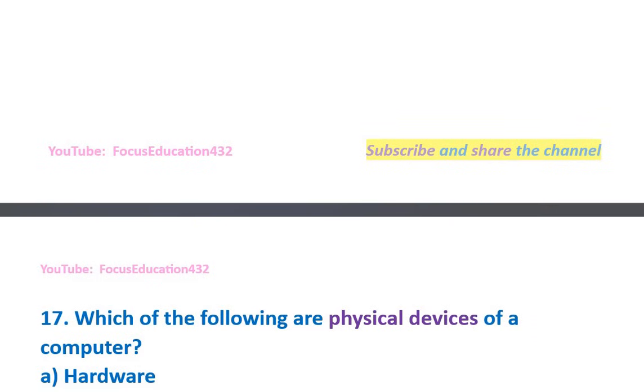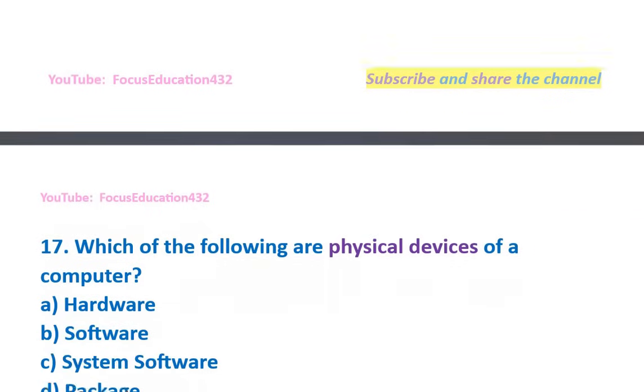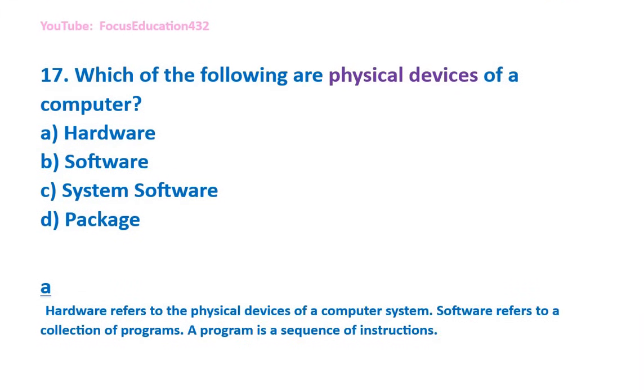Then we have, which of the following are physical devices of a computer? Physical means which are parts of the computer. Software is not physical. Remember, software means code. Physical devices means the parts of the computer. We can say hardware is physical.